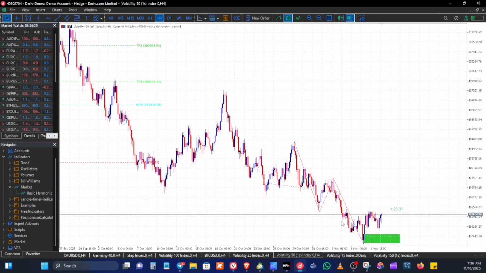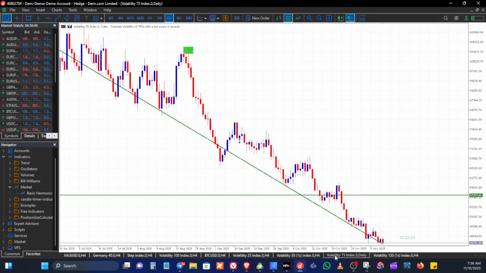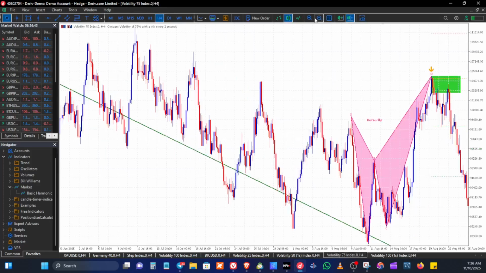The same thing with V51s. I'm expecting price to push back into this level to mitigate this order block for us to keep buying to the upside. Okay, V75 index, there is nothing here on V75 index.